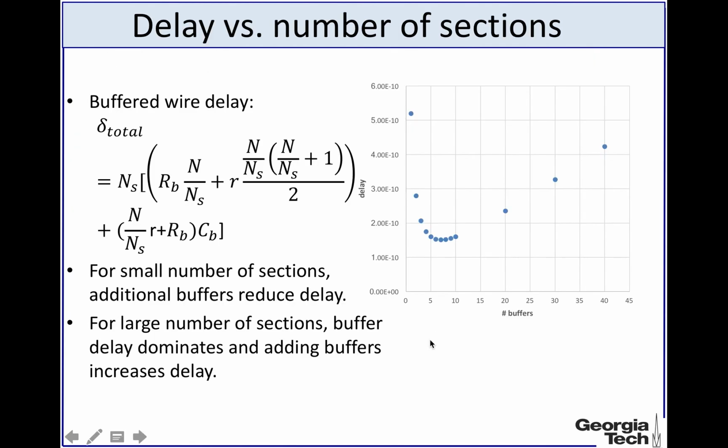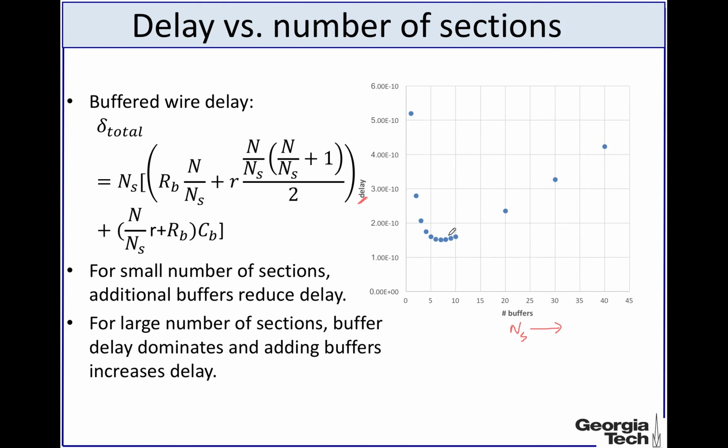Alright. So now let's see how the delay changes as a function of the number of segments. In the y-axis we have the delay, and in the x-axis we have the number of segments ns. Now clearly what you can see is that if you introduce one buffer, going from 1 to 2, the delay decreases significantly and you reach a minimum for a certain number of segments. But if you increase the number of segments beyond that, then the delay will start increasing again.